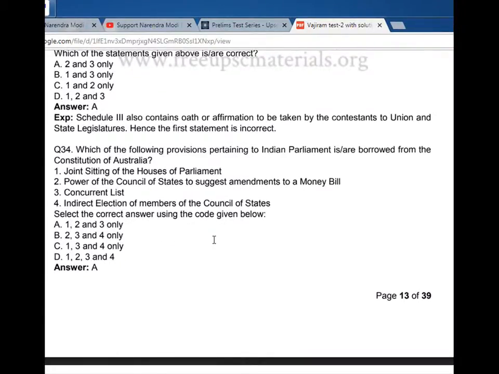Which of the following provisions pertaining to the Indian Parliament are borrowed from the Constitution of Australia? It is 1, 2 and 3. Joint sitting of the Houses of Parliament is correct. Power of the Council of States to suggest amendments to a money bill, and the concurrent list. These provisions pertaining to the Indian Parliament are borrowed from the Constitution of Australia. But 4 is not correct: indirect election of members of the Council of States. So 1, 2, and 3 are correct.